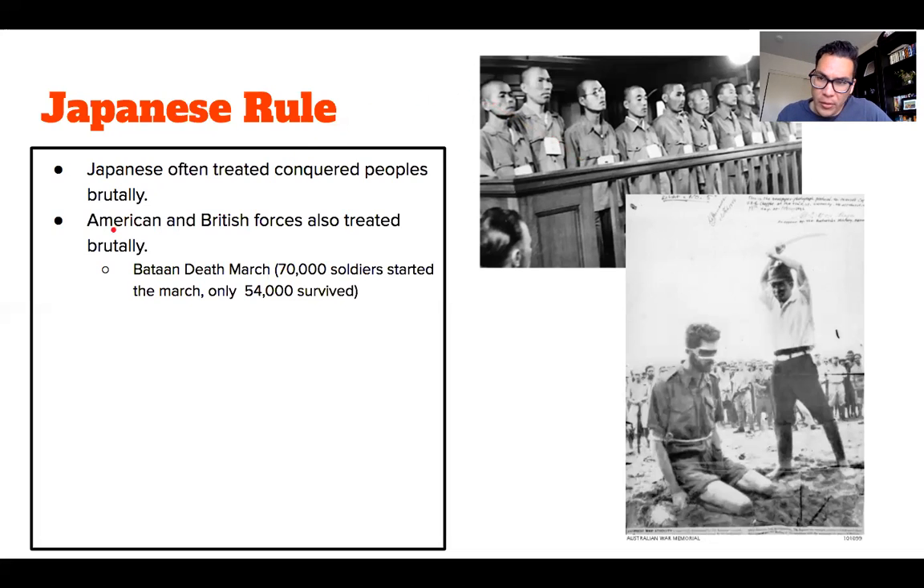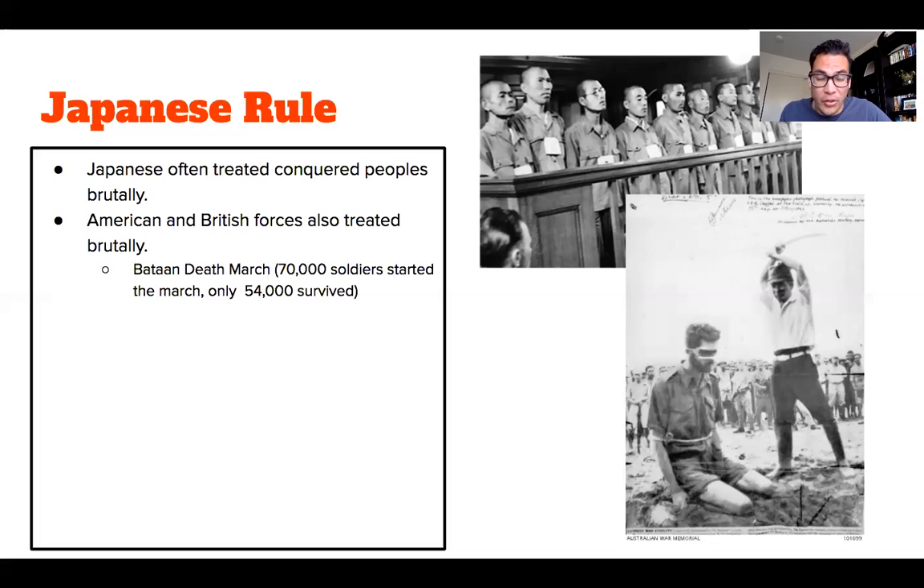So when they took over those American and British colonies, those American and British soldiers who were captured were treated brutally. The most famous of these atrocities, at least in the US, is called the Bataan Death March, where over the course of 50 miles, which sounds like a lot, but it really isn't. You can do that in 2 or 3 days. Over the course of 50 miles, 70,000 American and British soldiers started the march. And over the course of 50 miles to a prison, only 54,000 survived, which means about 15,000 men died over the course of 50 miles.